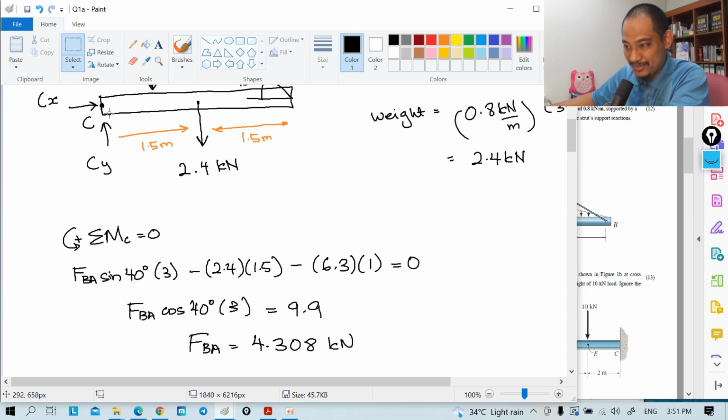So that's where you should always check. How come this became cos? Okay, so this should be sine. How come from sine it suddenly became cos? That's bizarre. Alright, so this is a mistake. Fortunately, I do check. Again, 9.9 divided by 3 and then divided by sine 40 degrees.